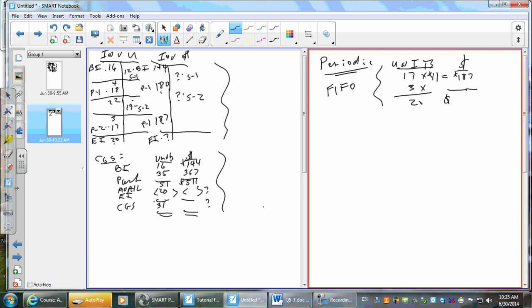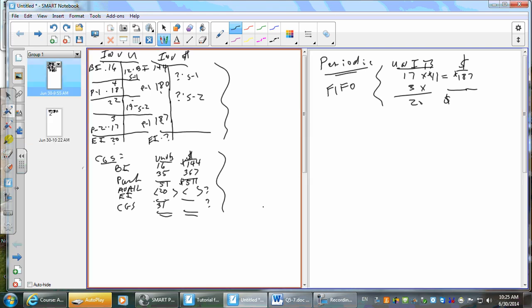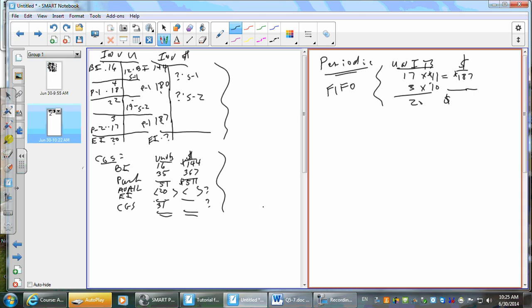That's going to come from what? The first purchase. So that's some of these 18, isn't it? What did those cost? 10, didn't it? So times 10 bucks. How much is that? $30. What's 187 plus 30? 217. And we are brilliant people. That's my ending inventory. Okay?